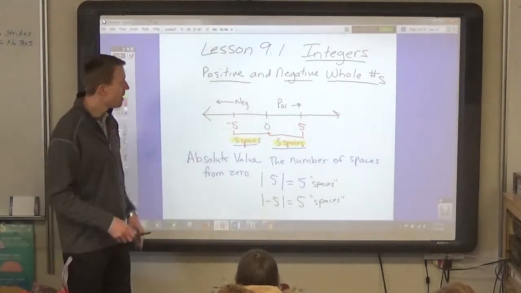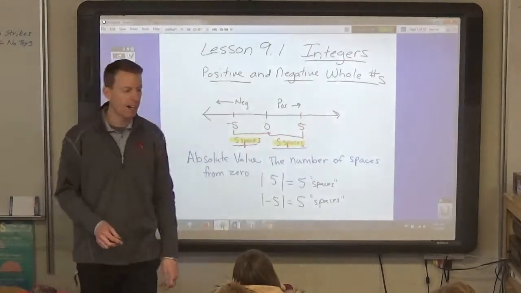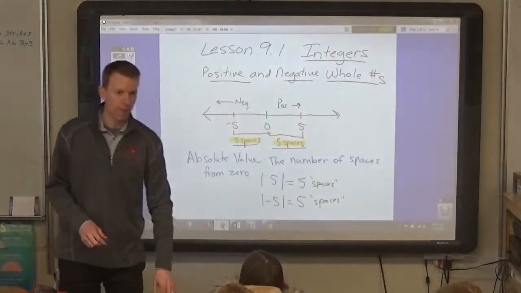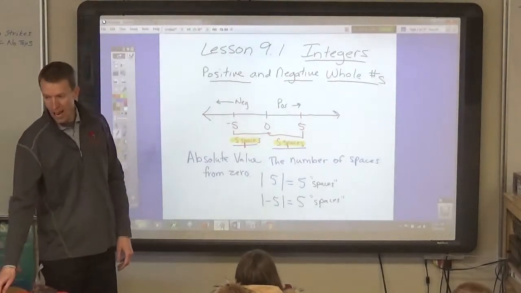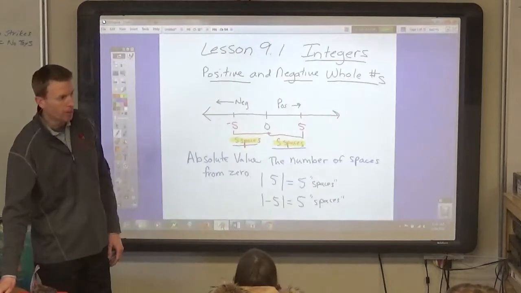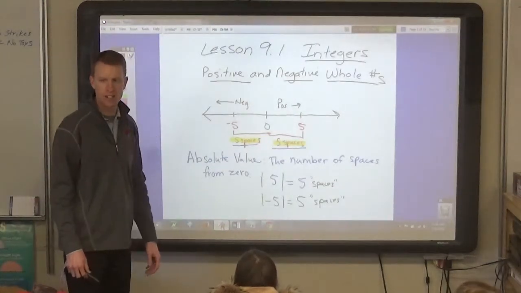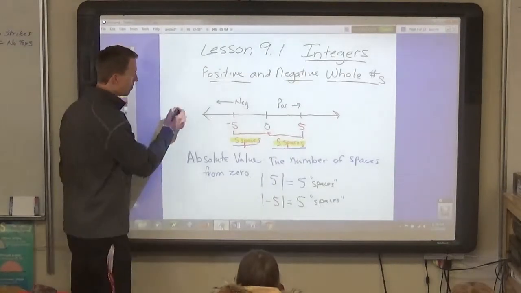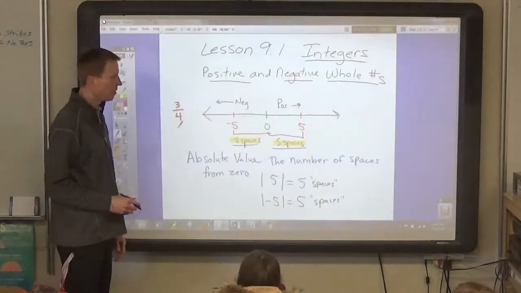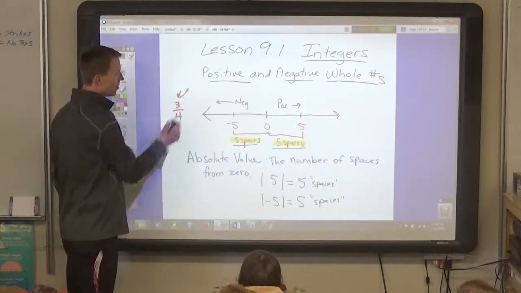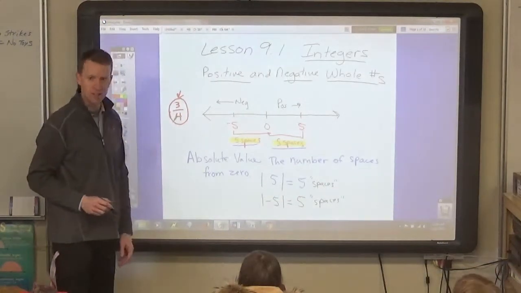Right. Yep. What about negative 5.5? Is negative 5.5 an integer? No. Correct. It's a half of something. It's not a whole number, right? Negative 3/4 is not an integer. All right? Fractions that do not equal whole numbers are not integers. This is less than 1.